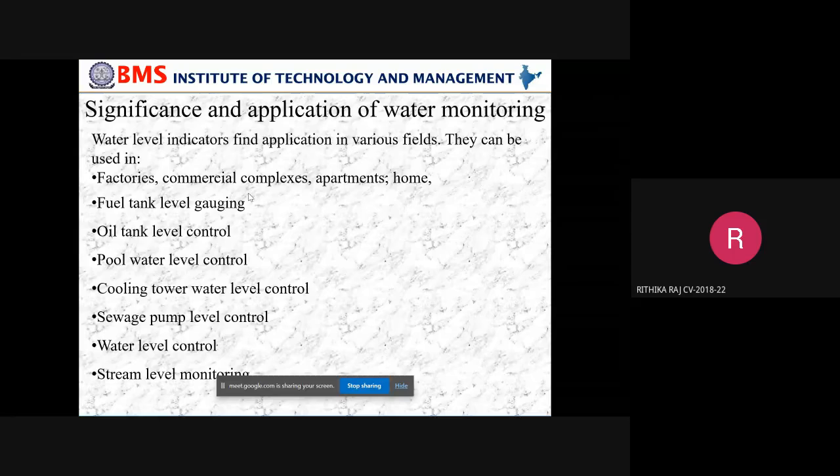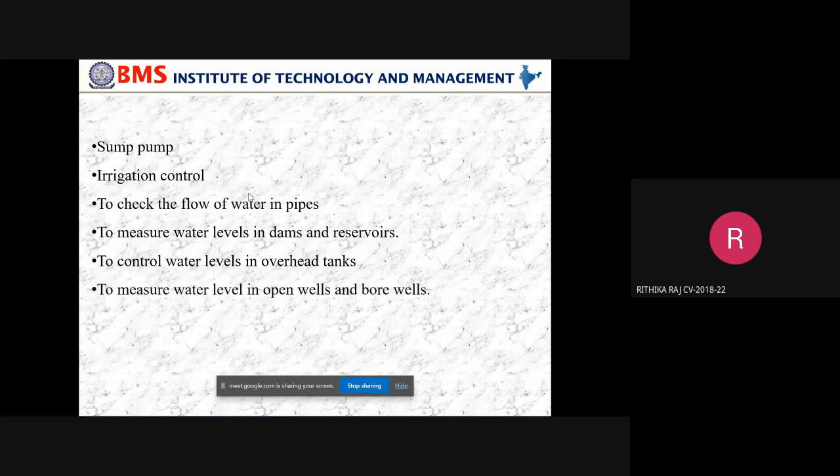It is also used to measure the level of streams and rivers, especially in flood-prone areas during heavy rainfall. It is also used to measure water levels in sumps and to control the amount of water supplied to fields for irrigation purposes. It can be used to detect leakages in pipes as there will be a sudden drop in water level in case of a leakage, and this can be detected by our app. And the water levels in artificial and natural reservoirs can also be measured using this. This can also be used to measure water levels in overhead tanks, and it is also applicable in measuring water levels in open wells and bore wells. So our app is applicable for all these applications mentioned.